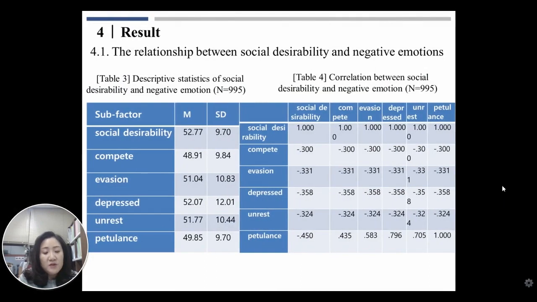To examine the relationship between college students' social desirability and negative emotion, descriptive statistical values and correlation analysis of each variable were performed. The analysis results are presented in Tables 3 and 4. In Table 3, the average value of social desirability of college students was 52.77.